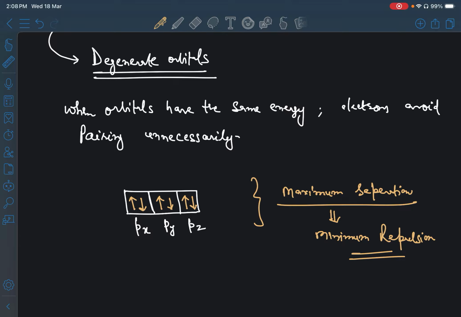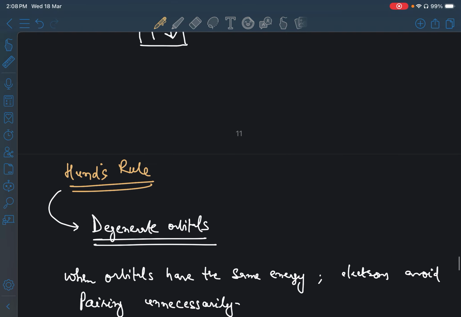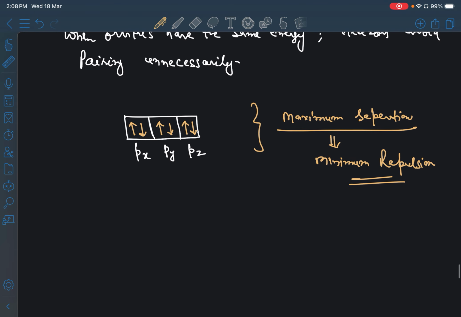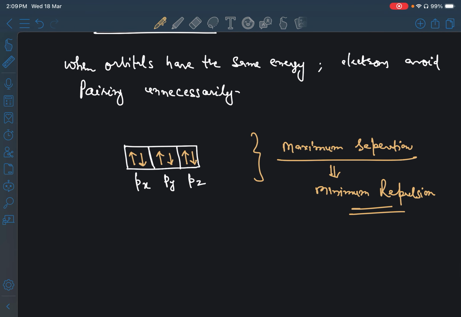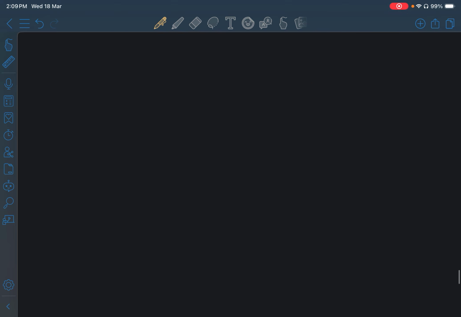So these are the three important rules that we studied so far. One is the Aufbau principle, one is Pauli's exclusion principle, and the third one is Hund's rule. All three rules govern the electronic configuration of different elements. Now, let's learn how to apply all these three rules together.